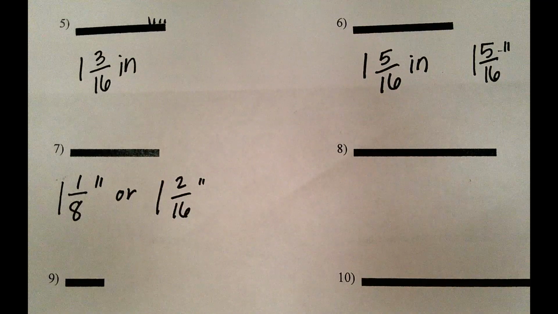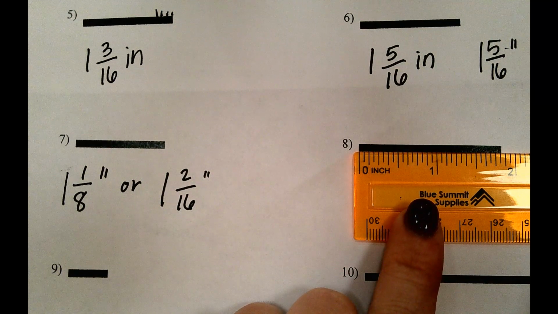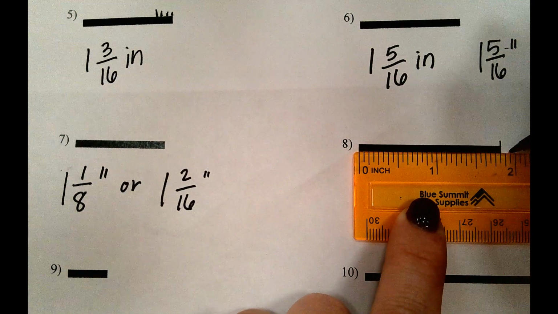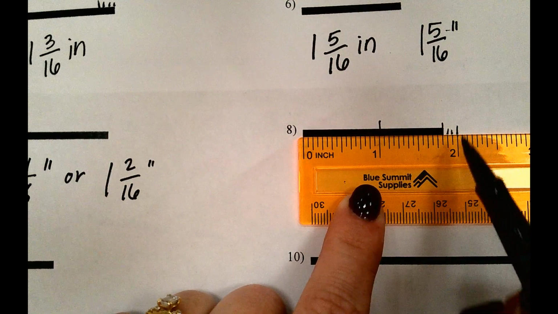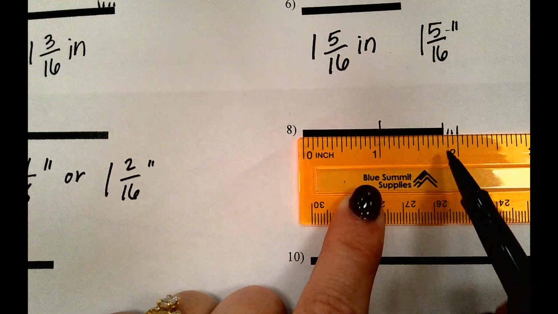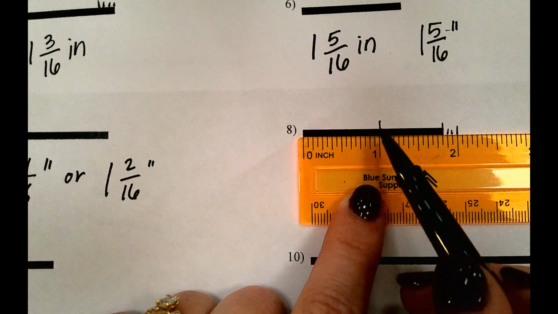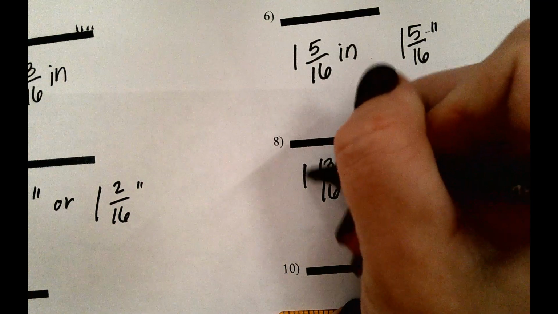Okay, how about number 8? 1 13/16. Yes, 1 13/16. Sometimes I like to do this, just like make little markings to help me. I know here's my 2 inches, so 15/16, 14/16, 13/16. That's what's left. 1 13/16 of an inch. Okay, that was number 8.